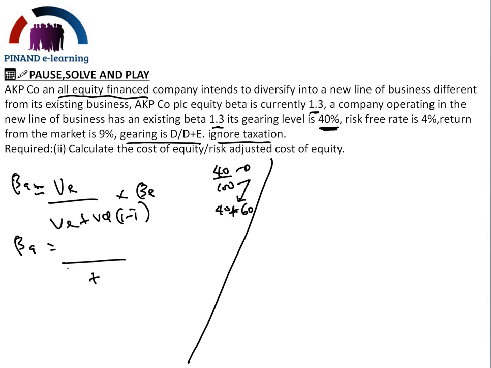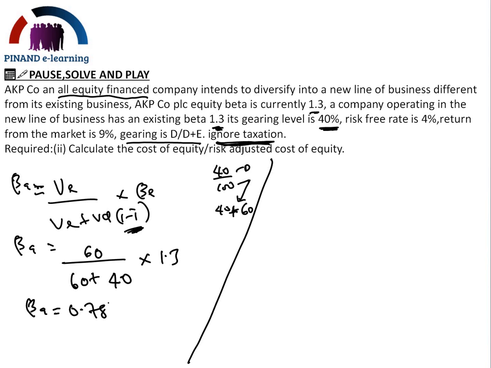Okay, that will be 60 over 60 plus 40, times... There will be no 1 minus T because there is no taxation in the question. It was clear: ignore taxation. Times 1.3, which is the existing beta of this company. Coincidentally, it is the same as our current beta, but it doesn't matter. Just continue with the question. And when we do that, BA will give us 0.78.